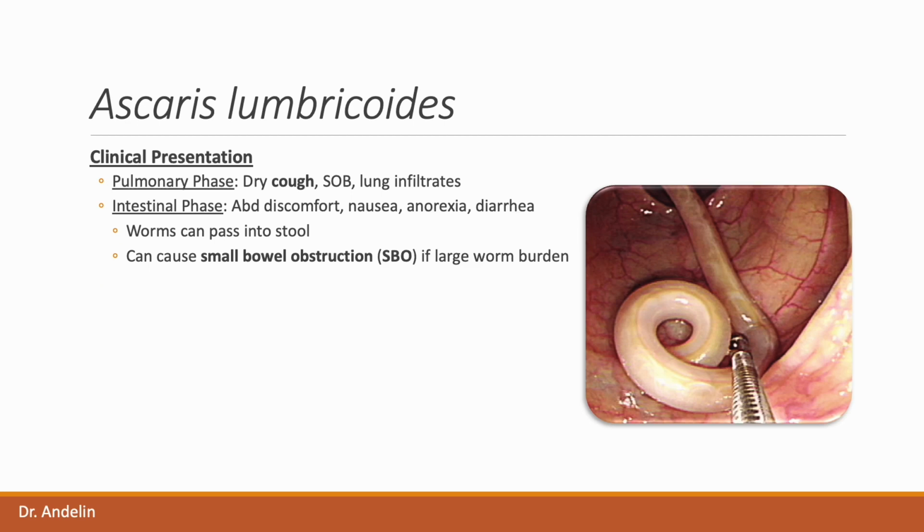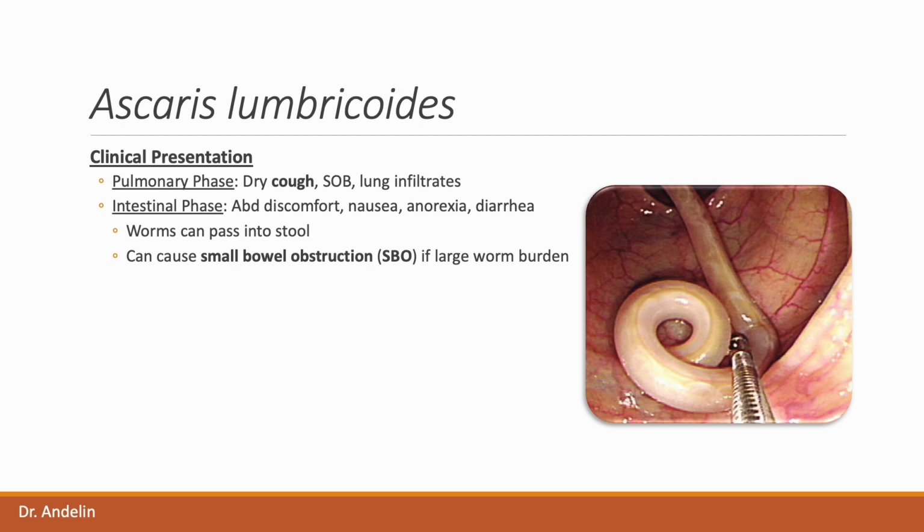As previously mentioned, Ascaris lumbricoides has both a pulmonary phase and an intestinal phase. Dr. Hillard will be discussing the life cycle of this parasite to help us better understand. During the pulmonary phase, patients have a dry cough with shortness of breath and may have lung infiltrates on chest x-ray. Following that, during the intestinal phase, they may have nonspecific gastrointestinal symptoms, such as abdominal discomfort, nausea, anorexia, and diarrhea. As we discussed in this case, patients may actually pass visible worms in their stool.